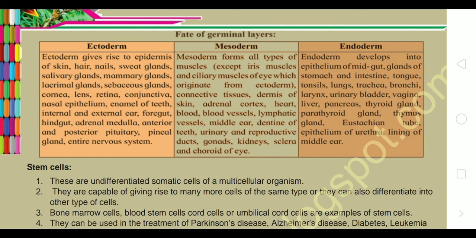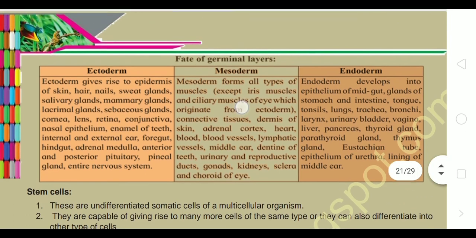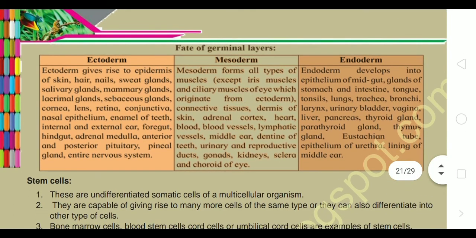Endoderm develops into the epithelium of the midgut, that is the totally inner side, glands of the stomach and intestine, tongue, tonsils, lungs, trachea, bronchi, larynx, urinary bladder, vagina, liver, pancreas, thyroid gland, parathyroid gland, thymus gland, eustachian tube, epithelium of urethra, and lining of the middle ear.